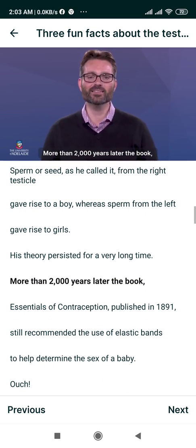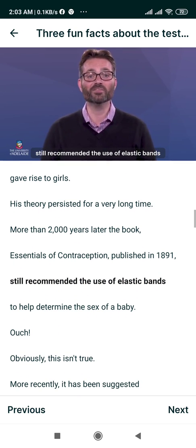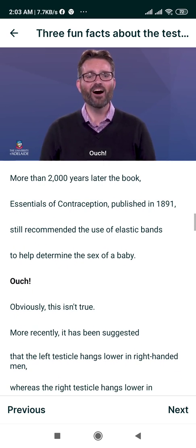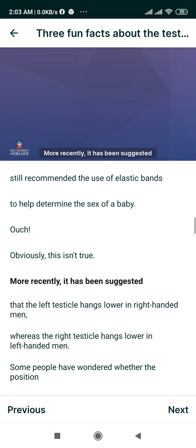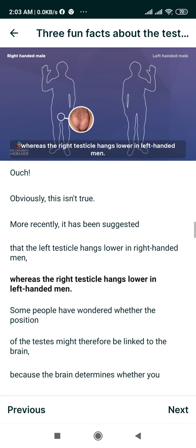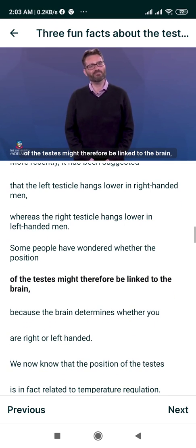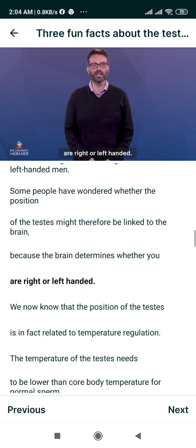More than 2,000 years later, the book Essentials of Contraception, published in 1891, still recommended the use of elastic bands to help determine the sex of a baby. Ouch! Obviously, this isn't true. More recently, it has been suggested that the left testicle hangs lower in right-handed men, whereas the right testicle hangs lower in left-handed men. Some people have wondered whether the position of the testes might therefore be linked to the brain, because the brain determines whether you are right or left-handed.